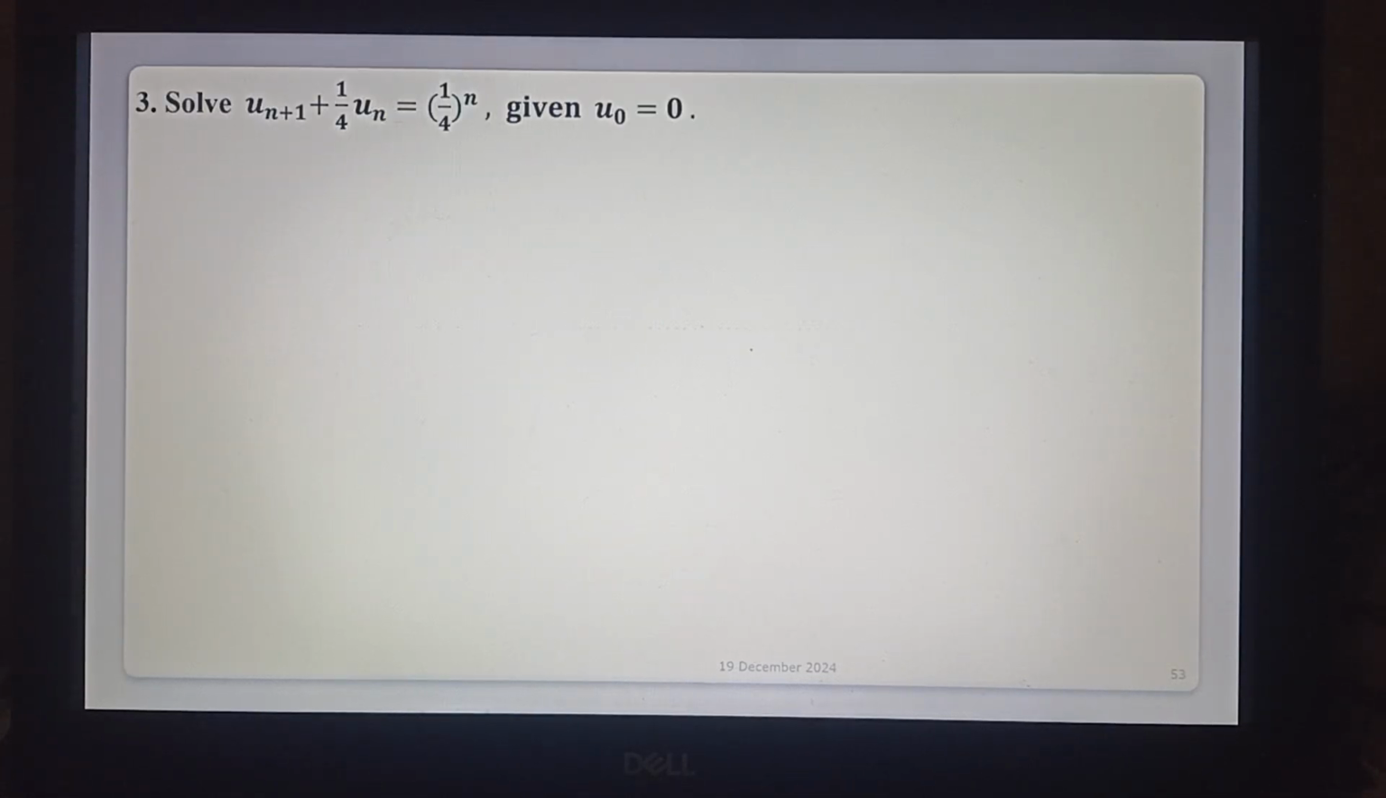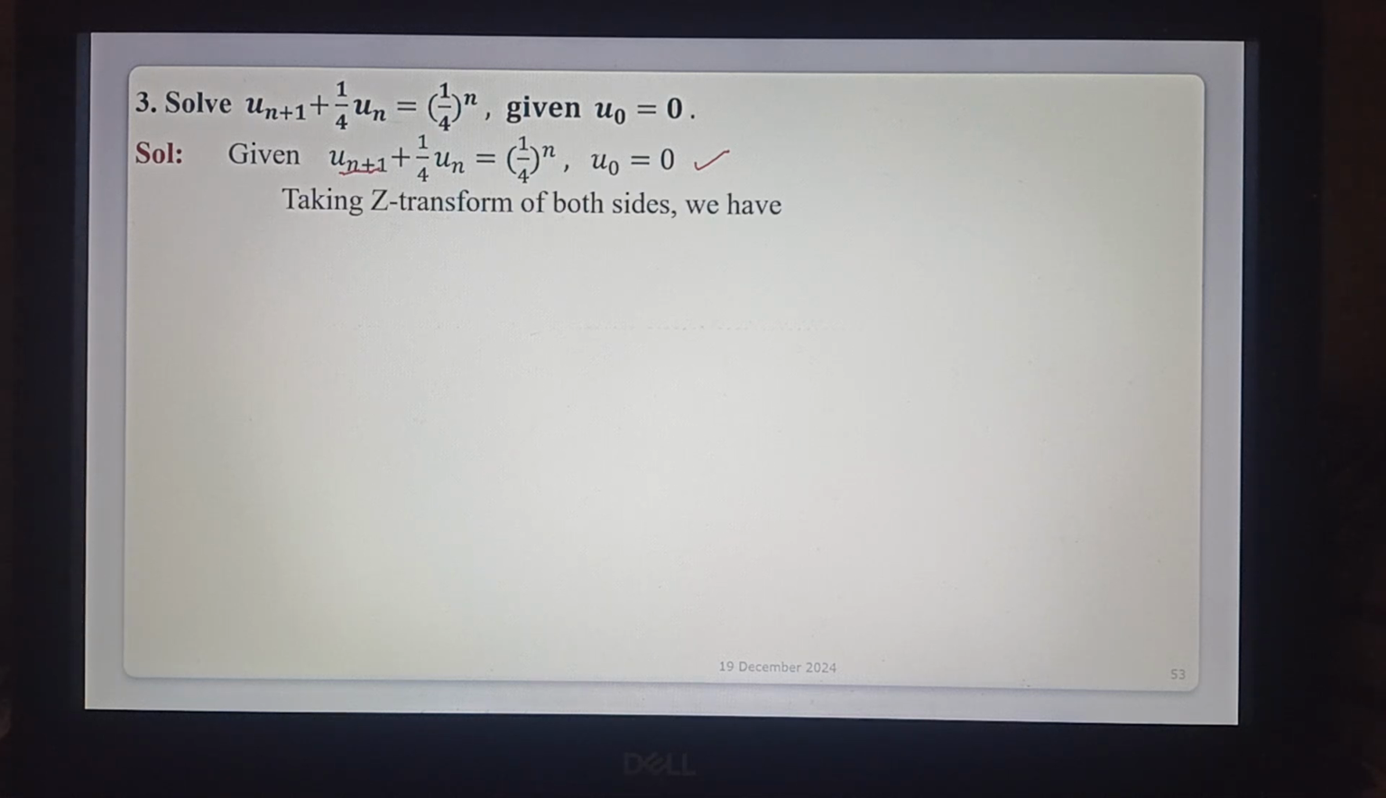Next example here. Solve the given sequence un plus 1 plus 1 by 4 into un is equal to 1 by 4 whole power n. So there is only one condition, since n plus 1 means a first order difference equation with only one condition. So take the Z transform on both sides.